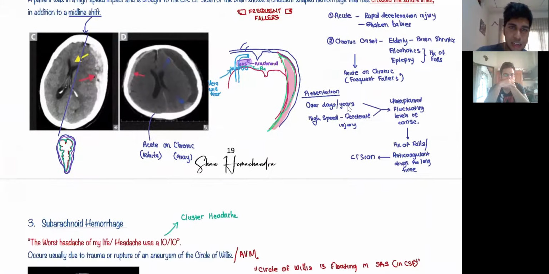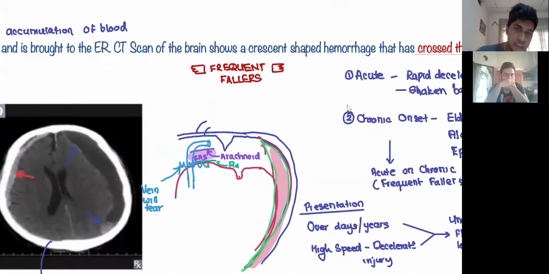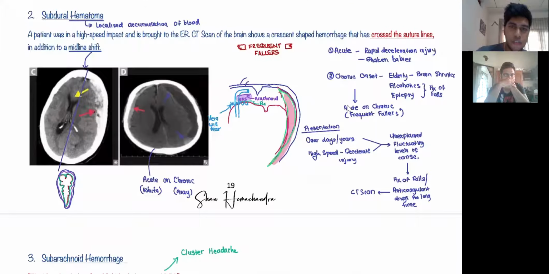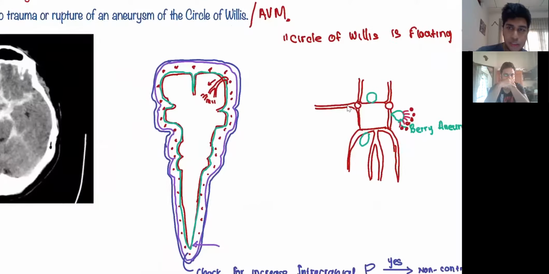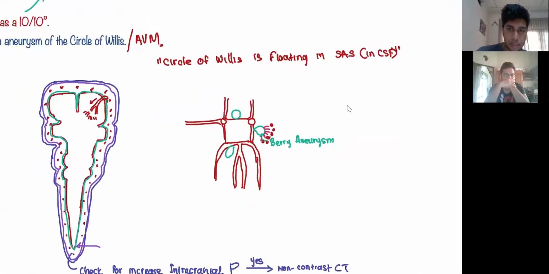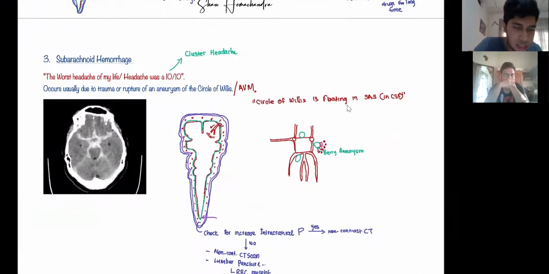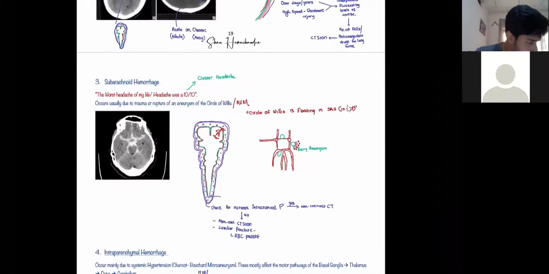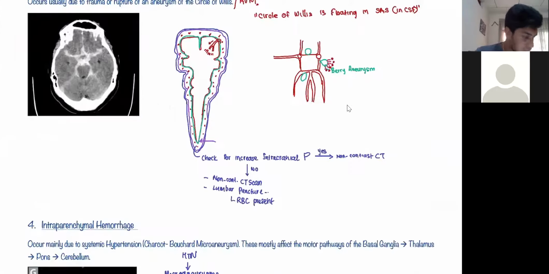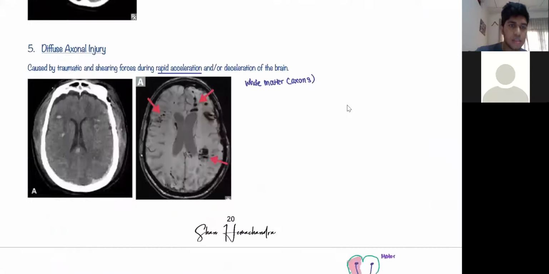And then we did the subdural hematomas, what I called the frequent fallers club, because they have a history of falling. And then the subarachnoid hemorrhage. And I told you the circle of Willis is floating in the subarachnoid space. And right now, I'm just gonna send you guys a video that is a berry aneurysm. Let me forward this. So that is a berry aneurysm. You guys can either check it now till we start or later.